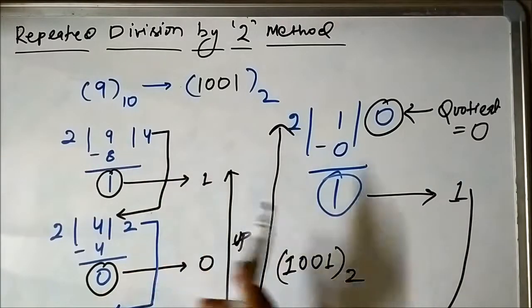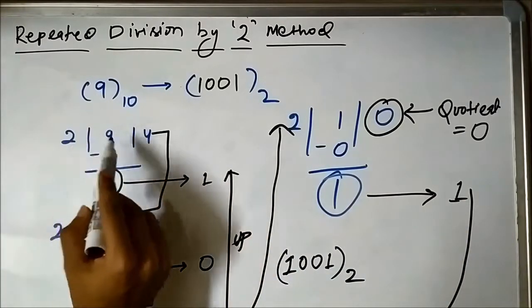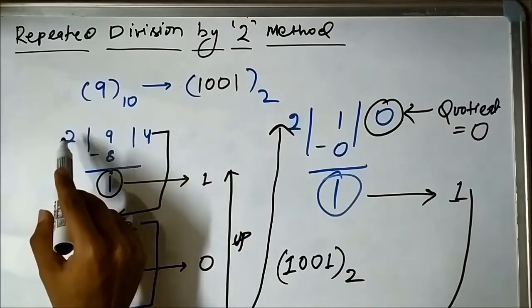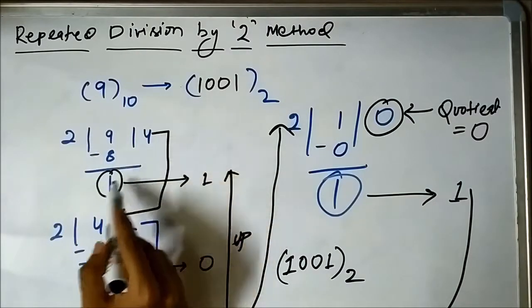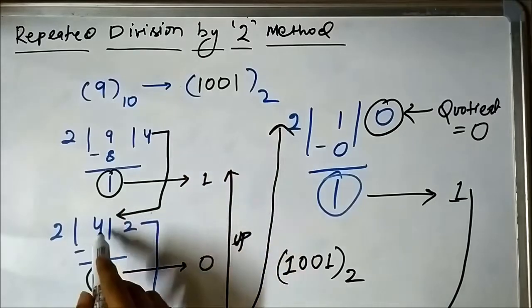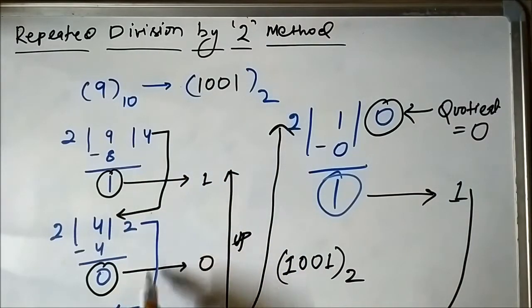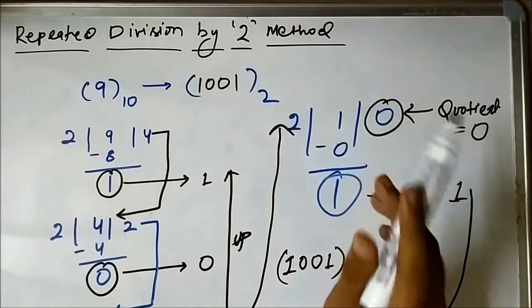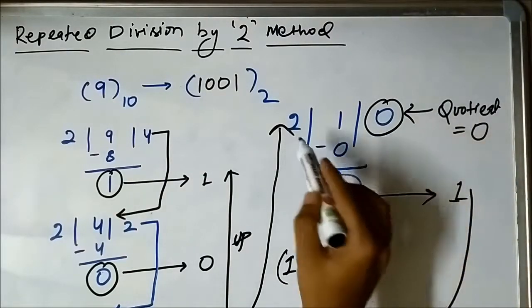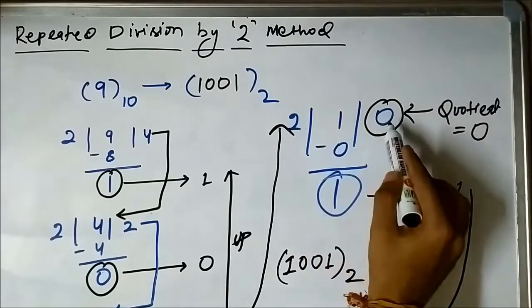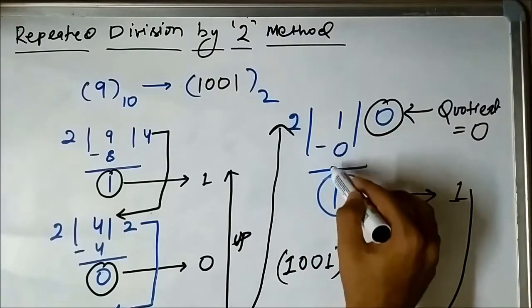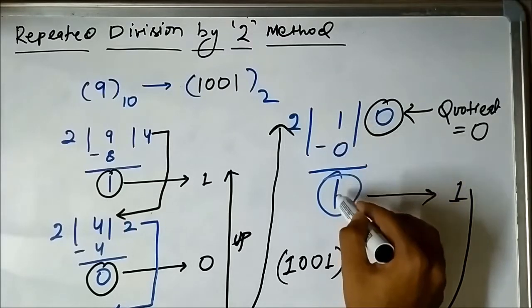So this is the repeated division by 2 method. You divide the given decimal number by 2 first, note the quotient, note the remainder, and the quotient goes downwards. Again you divide it by 2, note the remainder, again the quotient goes downwards. Again the quotient here is 1, you divide it by 2, the quotient is 0 and the remainder is 1. You repeat until the quotient becomes 0.